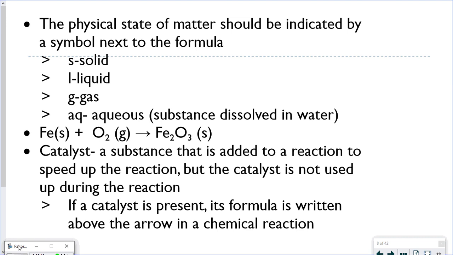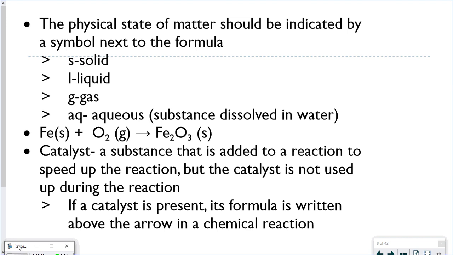So we're going to add the state of matter next to a symbol in the formula to tell if it's a solid, liquid, or gas. So remember, S is solid, L is liquid, G is gas. And some substances will have that AQ, meaning that they are aqueous and dissolved in water.